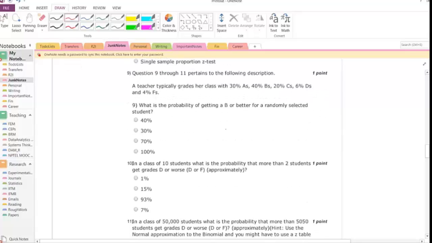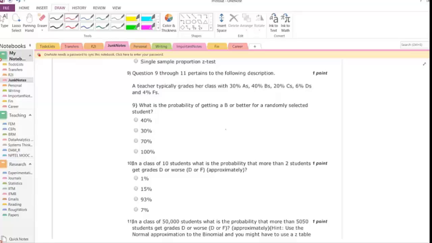Now, questions 9 through 11 pertain to the following description. A teacher typically grades her class 30% A's, 40% B's, 20% C's, 6% D's, and 4% F's. What is the probability of getting a B or better for a randomly selected student? The important thing to recognize here is that while you are given a breakdown of each grade, the question being asked is only about getting B or better. So you must see this as B and A being B or better, and C, D, and F being worse. So you just have to break that into two binary bins and report the probability there.